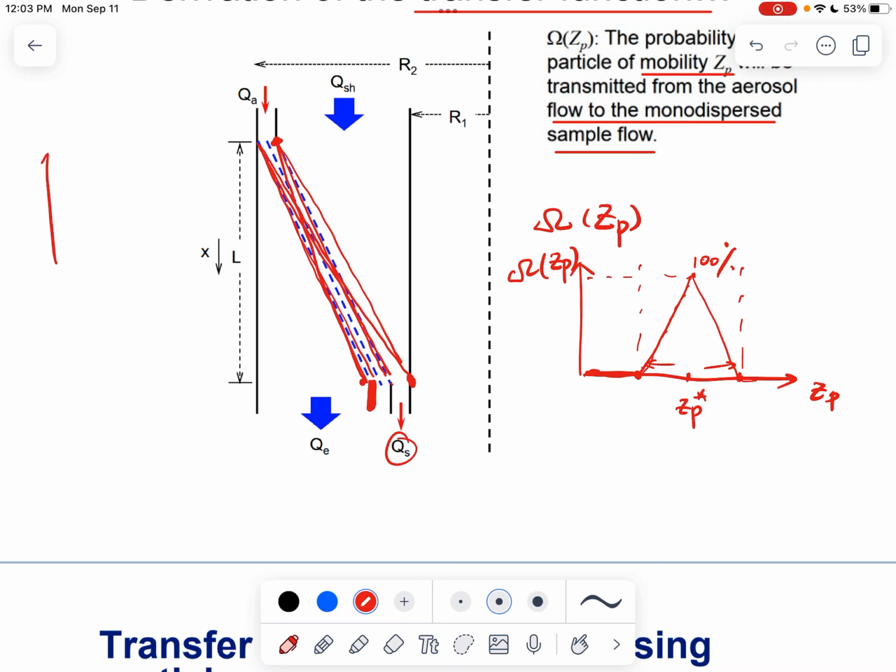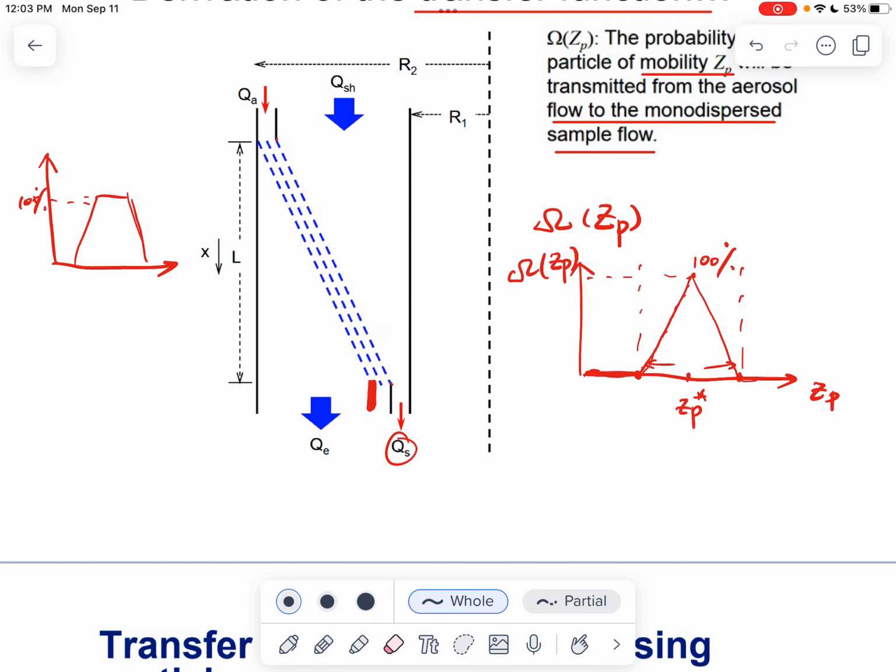And then the more extreme is that the very large particles will follow this line here. So if you plot the transfer function, it's going to have a trapezoidal shape, right? And you always have 100% for certain ranges. The same thing could happen when you have a narrower outlet. When you have a narrower outlet, you have an outlet that looks like this, right?